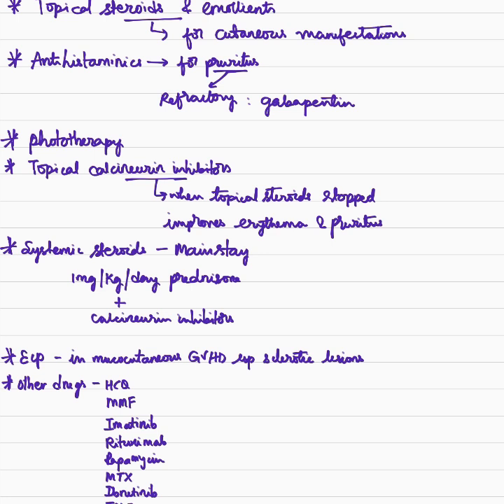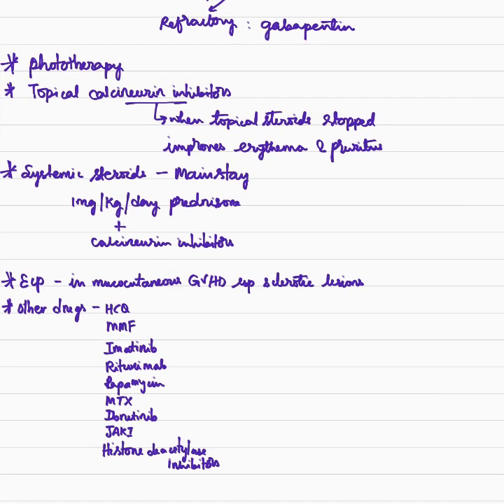So we can start with 1 milligram per kg per day of prednisone along with a calcineurin inhibitor. And extracorporeal photopheresis in mucocutaneous GvHD, especially in sclerotic lesions, is effective. Other drugs that can be tried in chronic GvHD include hydroxychloroquine, mycophenolate mofetil, imatinib mesylate, rituximab, rapamycin, methotrexate, ibrutinib, JAK inhibitors, and histone deacetylase inhibitors.